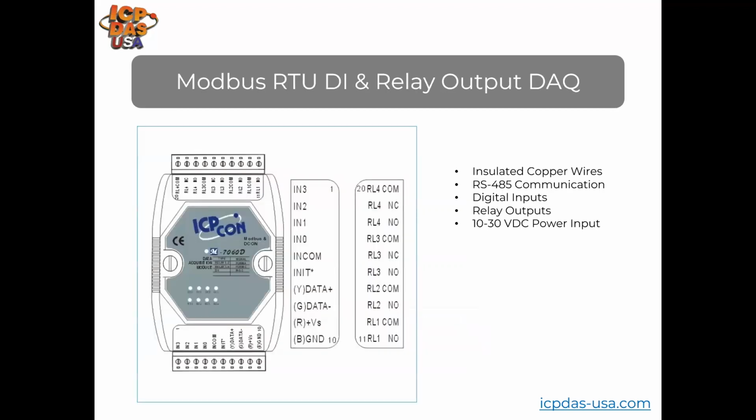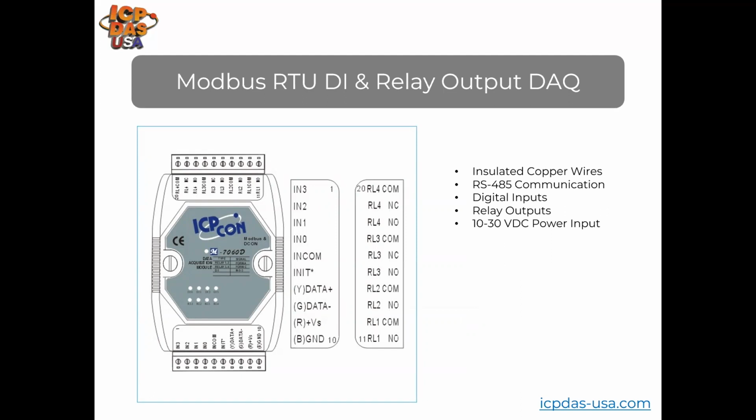This is a pin assignment diagram for our M7060 digital input and relay output module. Wiring is done with insulated copper wires on the data plus and data minus, which are usually green and yellow. 10 to 30 VDC power input is applied on the plus VS and ground, usually with red and black wires.